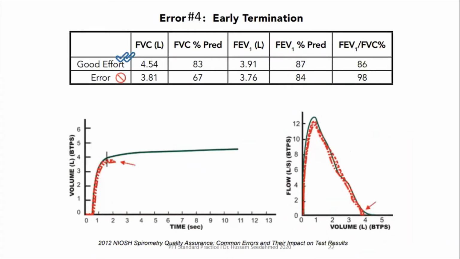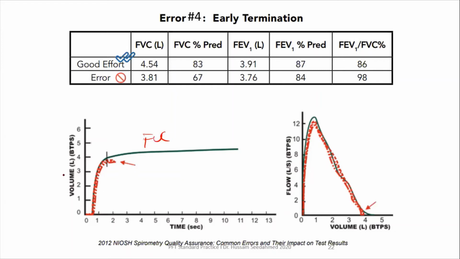Another common error is early termination. This is when the patient takes his deep breath and blows, but he will not continue. If you remember the maneuver, ask the patient to inhale to the maximum, then blow as hard and as fast as you can, and then continue to blow until you squeeze all the air out of your lungs. This last part is missing. He does not continue to blow, he will stop. This is called early termination, and it is going to affect the FVC.